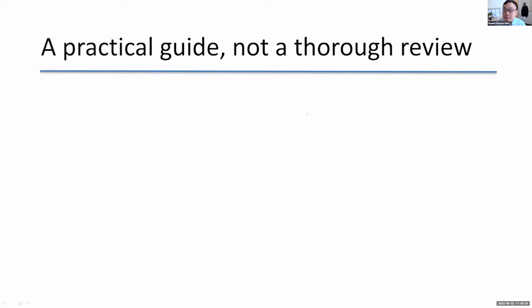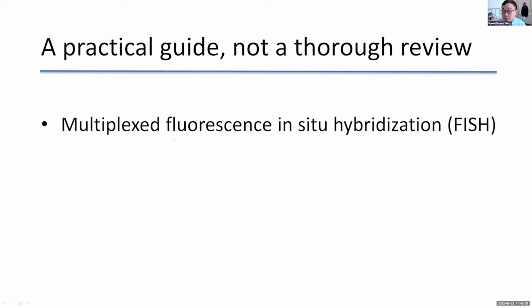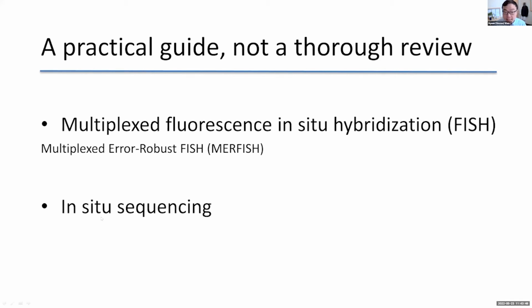And in this field, there are mainly two categories of technologies. One is multiplexed fluorescence in situ hybridization, or multiplex FISH. And in this category, we'll mainly focus on multiplexed error-robust FISH, or MERFISH, as a representative technology. And in the second category, I'm going to talk about in situ sequencing with a focus on a couple of latest developments. So first things first, multiplex FISH.